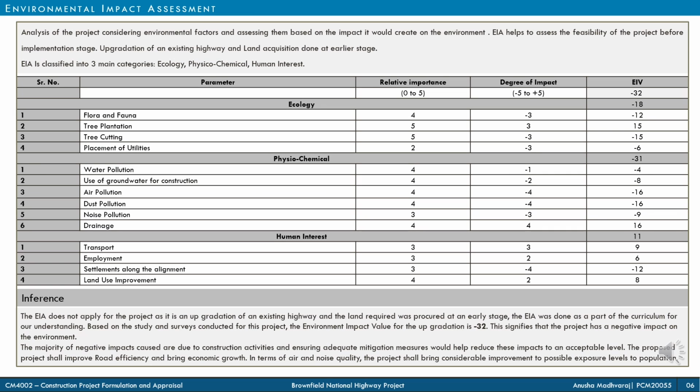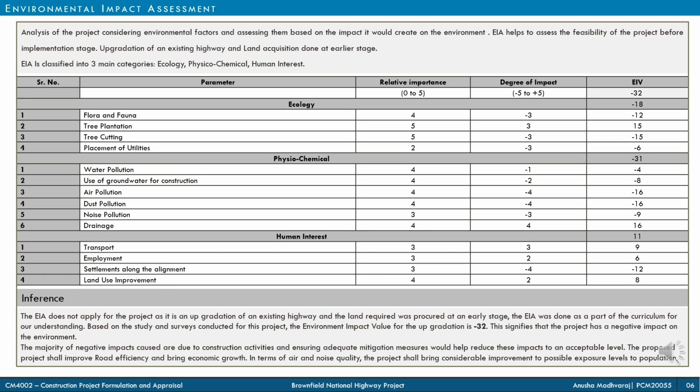In the environmental impact assessment, the project is analyzed considering environmental parameters, which fall into 3 categories, that is the ecological, physico-chemical and human interest. And EIA helps analyze the feasibility of the project. Based on the impact and importance of these parameters, the EIA is calculated.